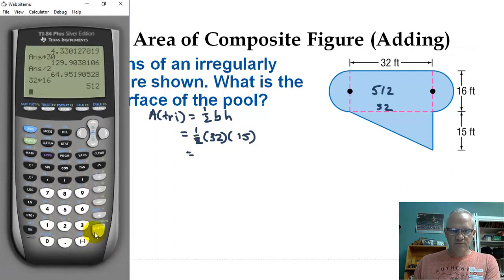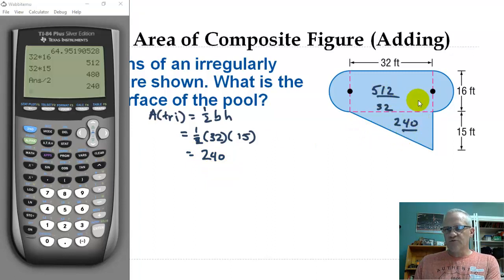32 times 15 is 480, and then instead of times 1/2, we'll just divide by 2. So it looks like that's 240. So let's write this in here, 240 for that part. Okay, so we got 512, 240. What do we have left?